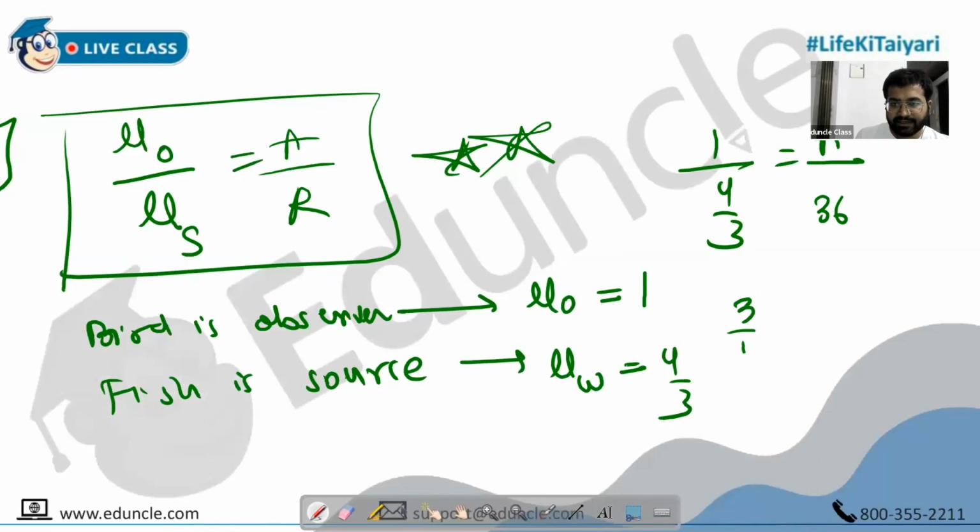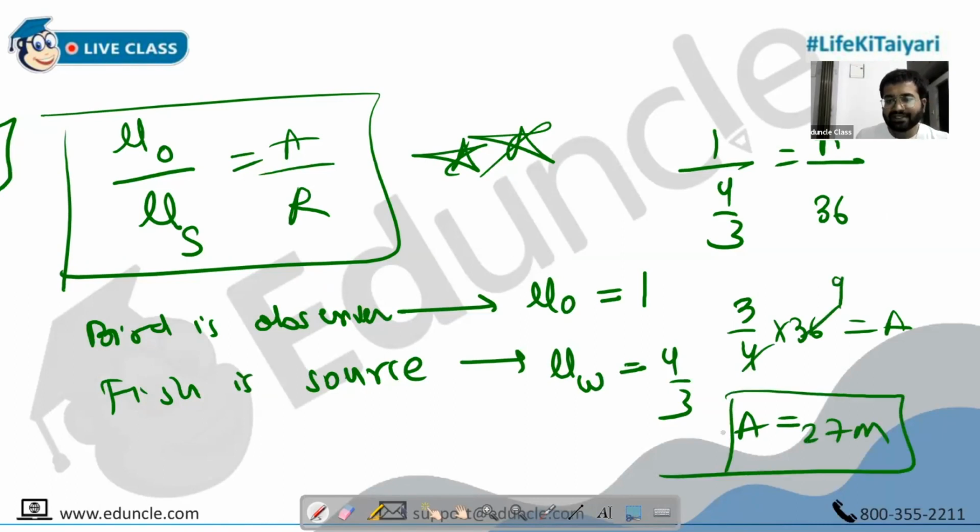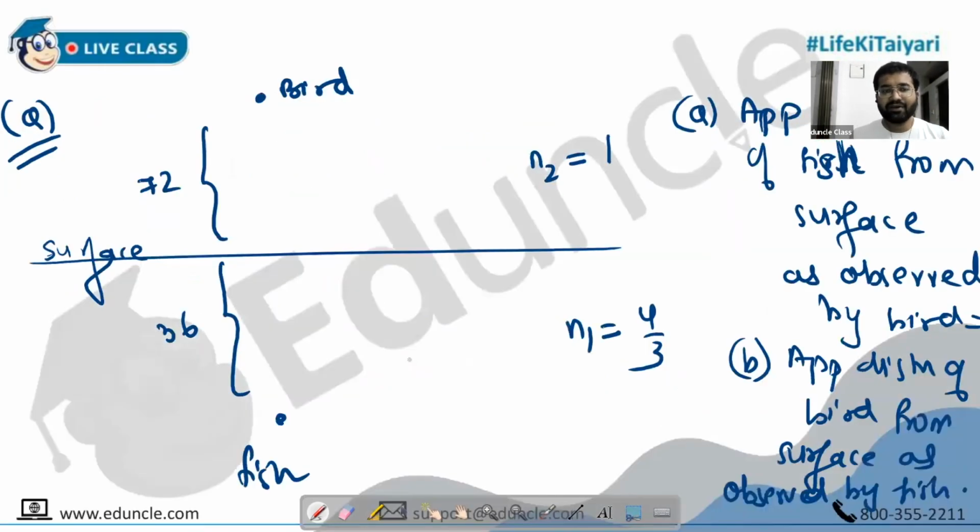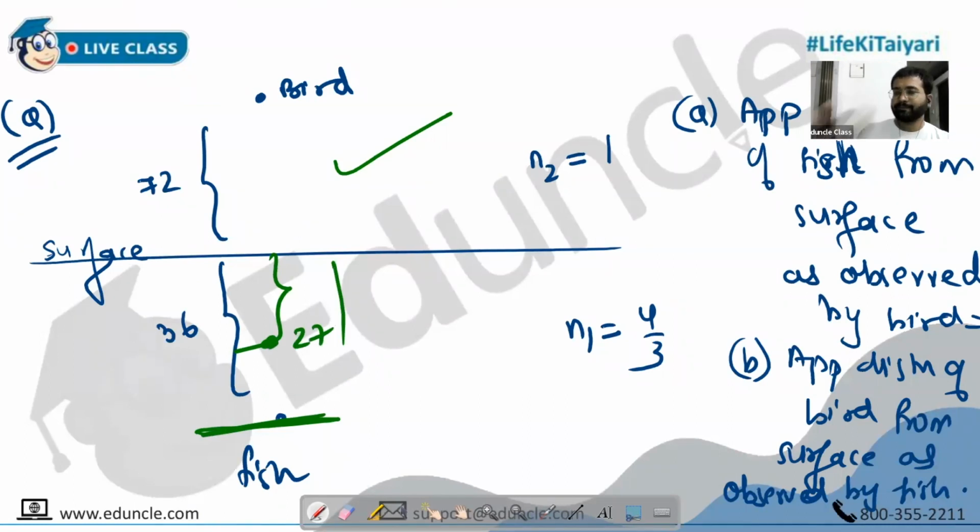So this is 3/4 into 36. This is apparent. So what is apparent? 4 1s are 4, 9s are 9, 3s are 27 meter. Don't you think this is logical? It is logical, right? Because we know if we look at the fish from outside, it is 36, but I am observing the fish at 27, people, which is logical. We know this is going to happen. Okay, we are observing fish at 27.